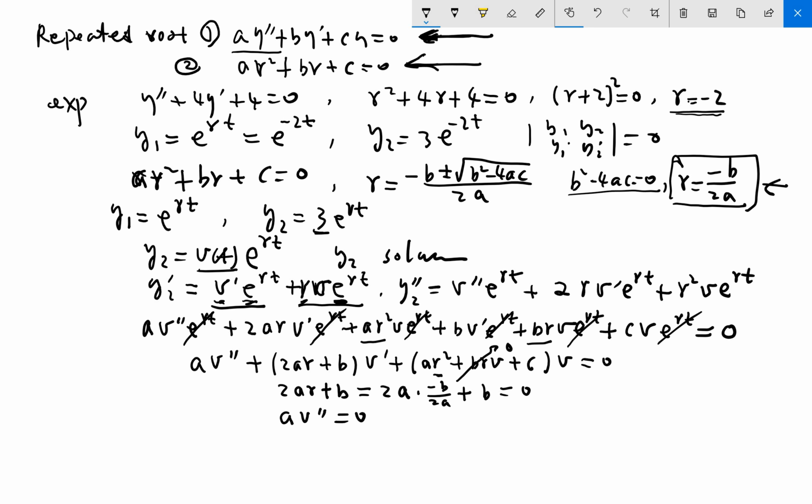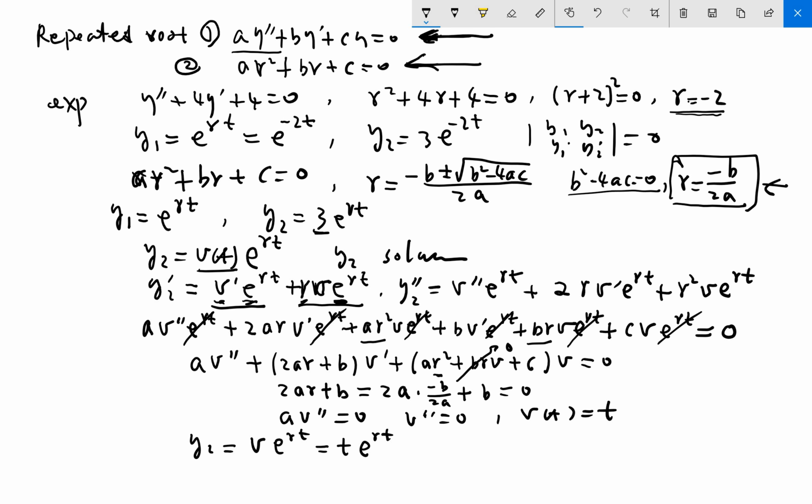a cannot be 0 because this is a second order equation. If a is 0, it's a first order problem. So v double prime must be 0. So one of the solutions is t, because if you take the derivative of t twice, it gives you 0. Therefore, we find that y2 here is v times e to the rt, so my v here is t, giving t e to the rt.